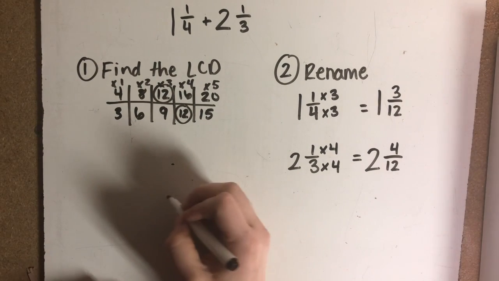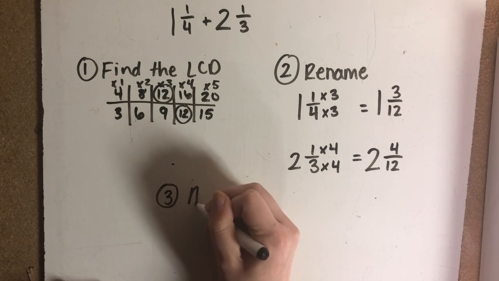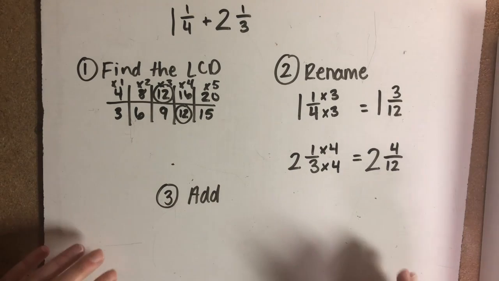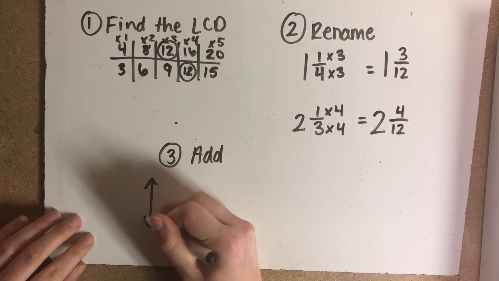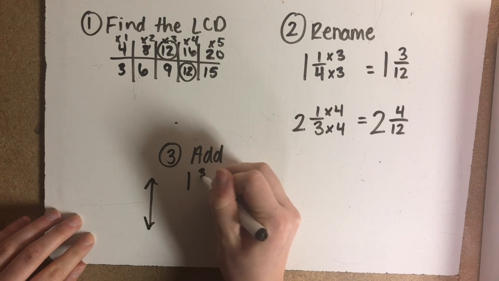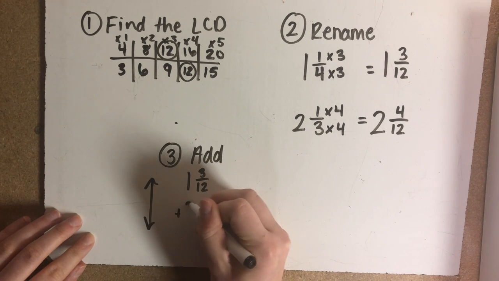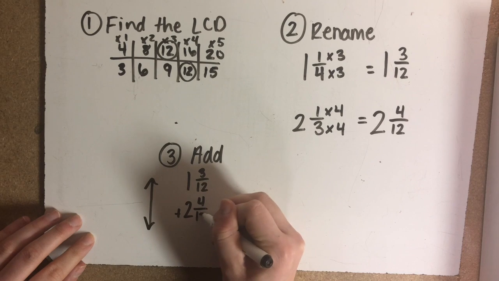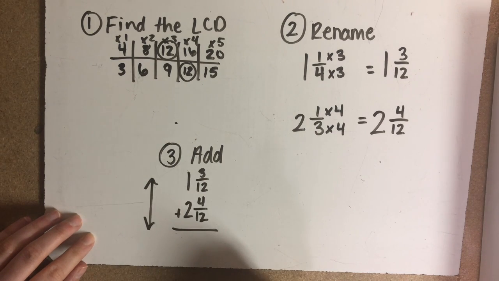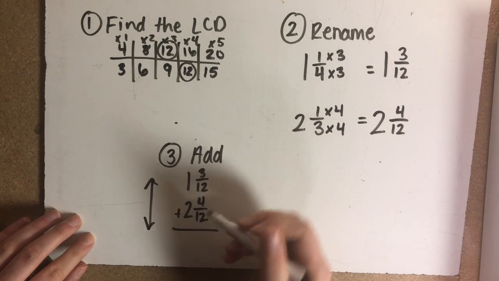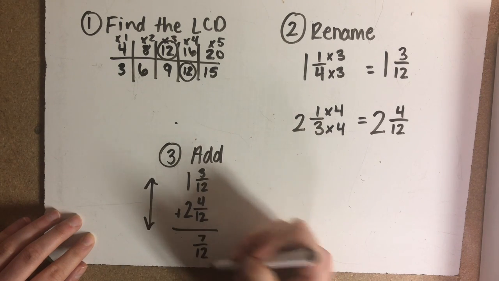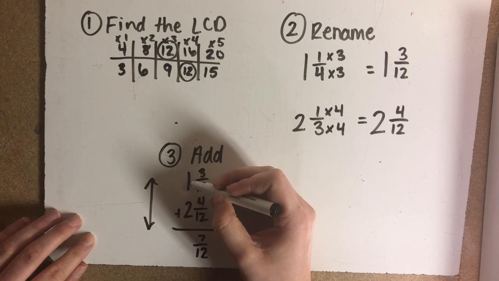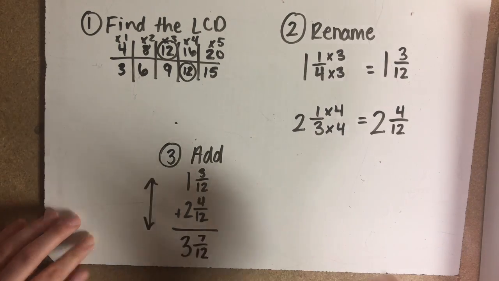Okay, your last step is to add. Now I find it's easiest to add mixed numbers when you write them vertically. So write them up and down. So I'm going to write 1 3/12 plus 2 4/12. And as an answer, I get 3 plus 4 is 7. And remember, you keep the denominator the same. And then you add your whole number. 1 plus 2 is 3.